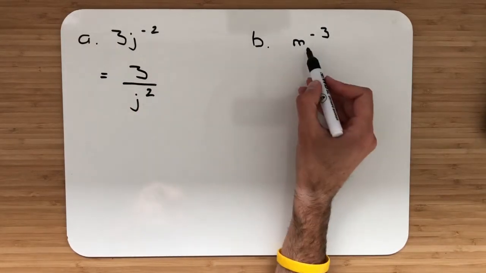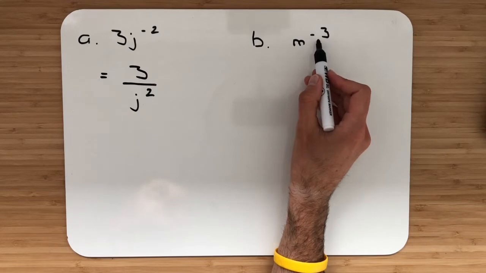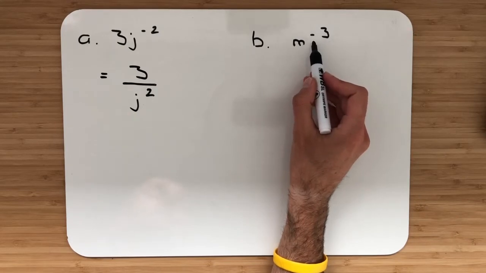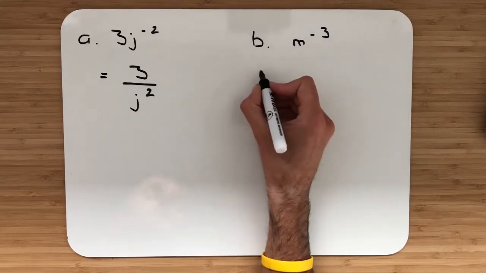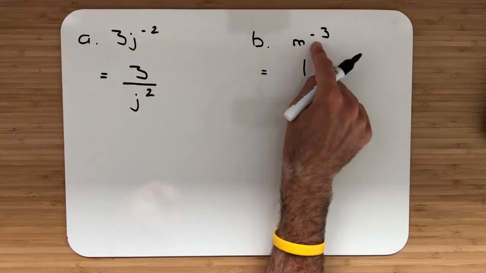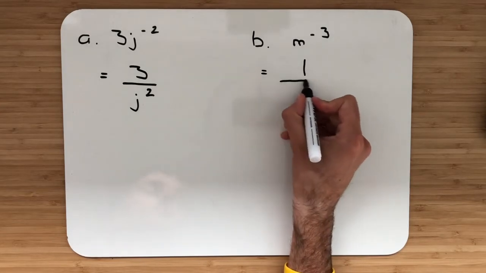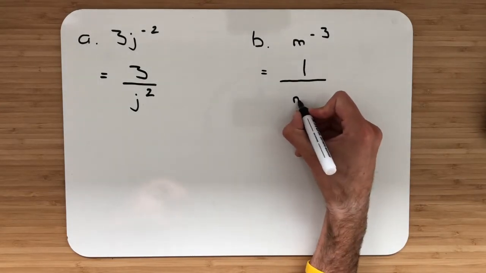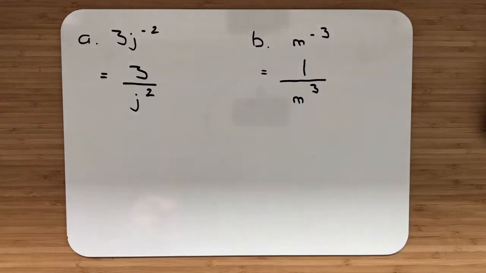In question B, we have m to the negative 3. I need to make that positive. So to do that, I'll leave my coefficient exactly where it is. So there's currently a number 1 there, so let's just leave the number 1 exactly where it is. I'm going to take this term and I'm going to move it downstairs, so I put it over, and then it becomes positive, so it's m cubed.